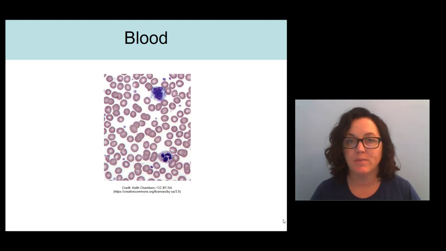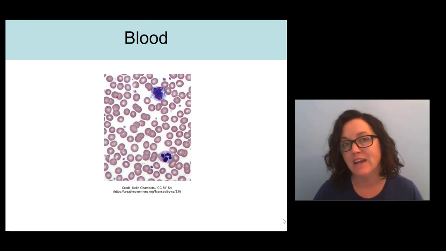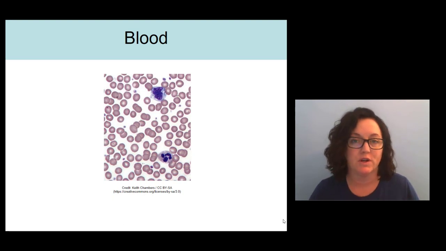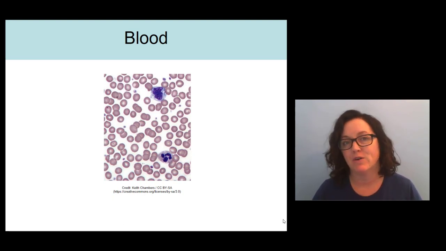Hello, in this video, I'm going to give a brief introduction to blood. So in the picture here, you probably already guessed you're looking at blood, but it's not typically what we would think of when we think of blood. We think of blood as this red liquid. This is a histological slide of blood. So this is what blood would look like when you looked at it under a microscope. So we're going to talk about the different components of blood and the different functions of blood.